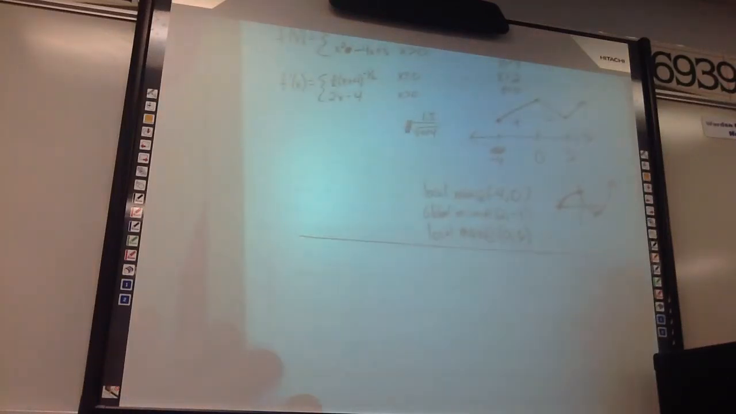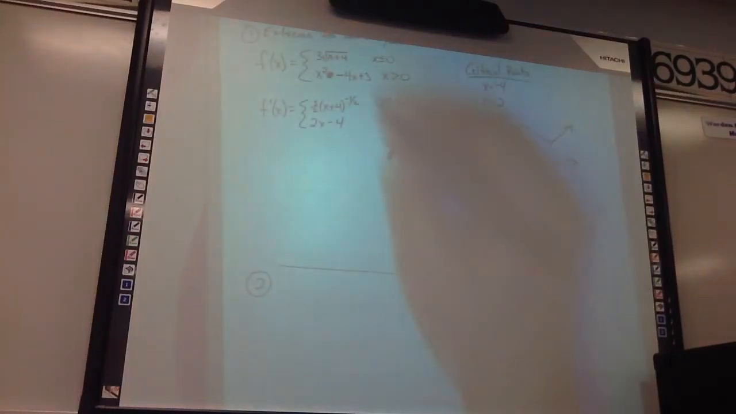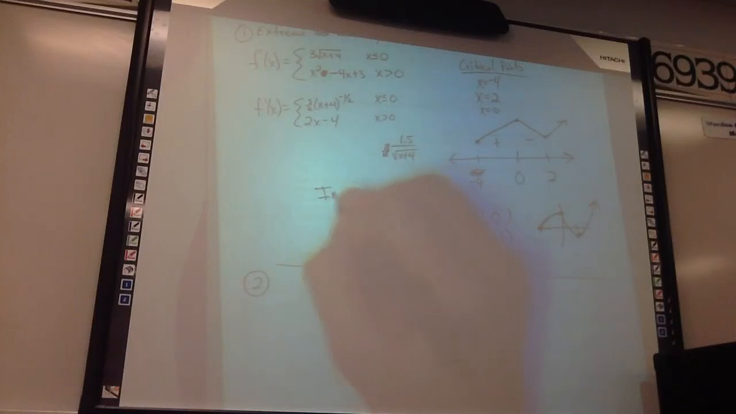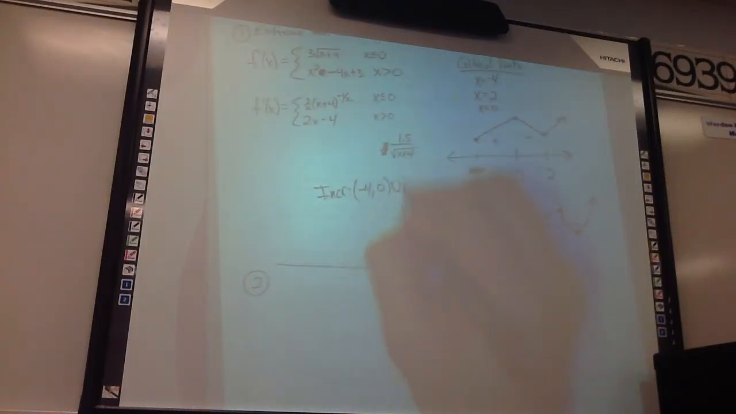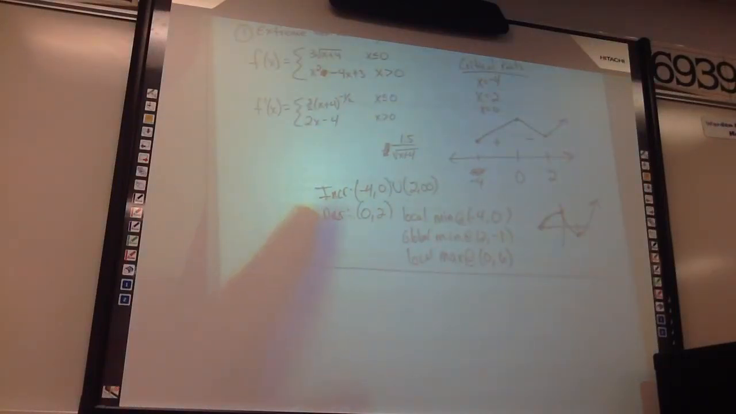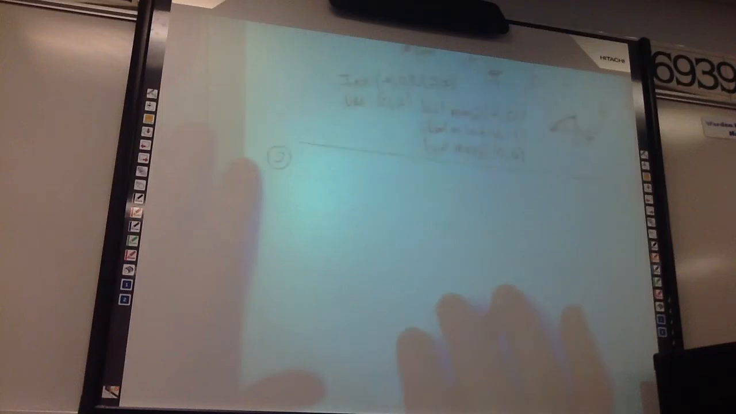The last question, or the second question: increasing and decreasing on the previous one. Oh, increasing, decreasing. I forgot about that. Obviously increasing from -4 to 0. Don't forget, this is like an easy 1 point right here. -4 to 0, union 2 to infinity. I got that right. Decreasing, 0 to 2. Don't forget to write it like I just did.